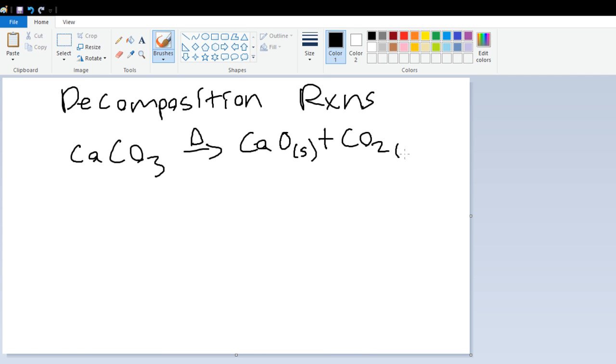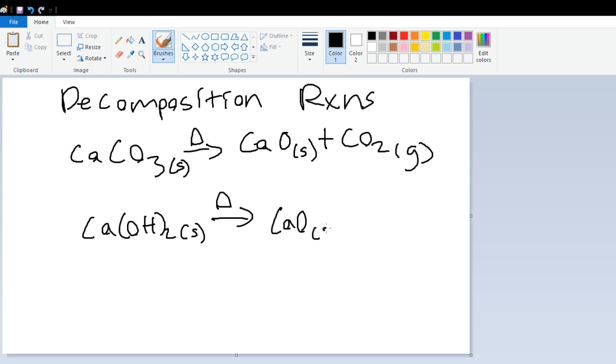And then the sulfite decomposition reaction is the same as this one, only it's with sulfur instead of carbon. And the last one of these is going to be the metal hydroxide into a metal oxide and water, like calcium hydroxide decomposing into calcium oxide and water.